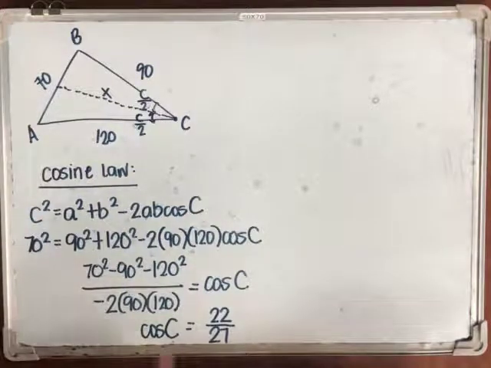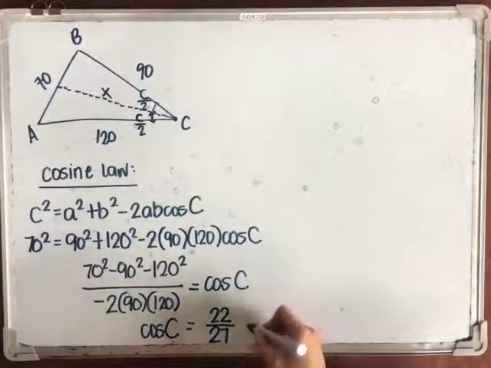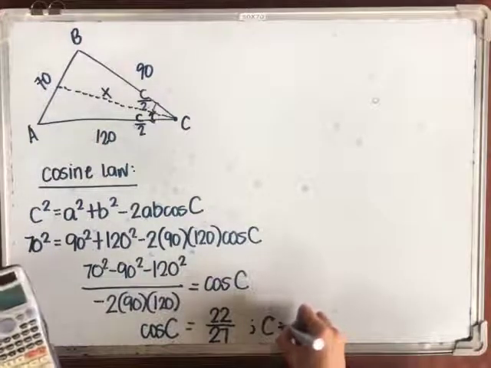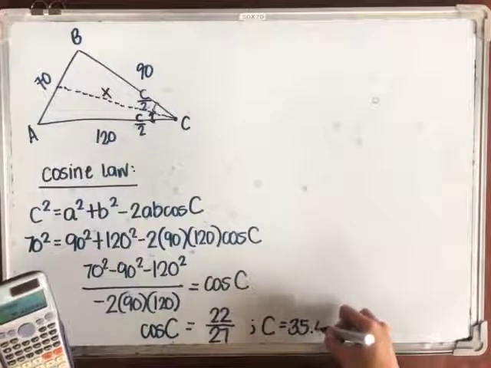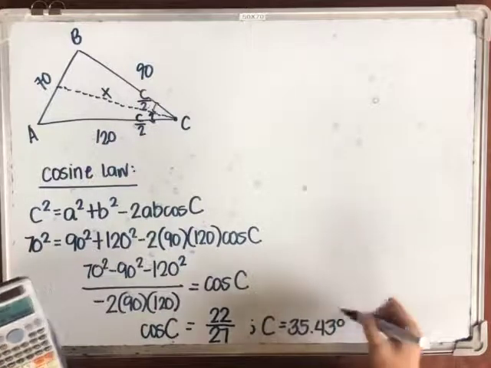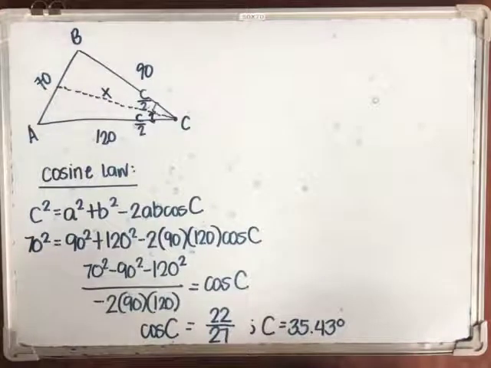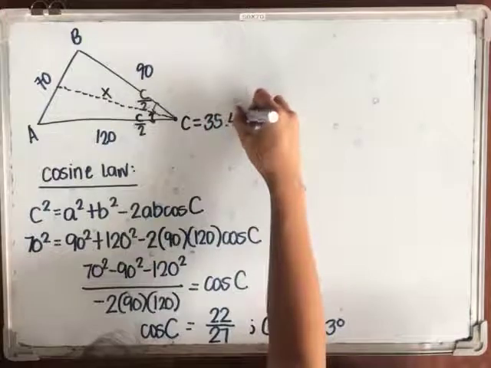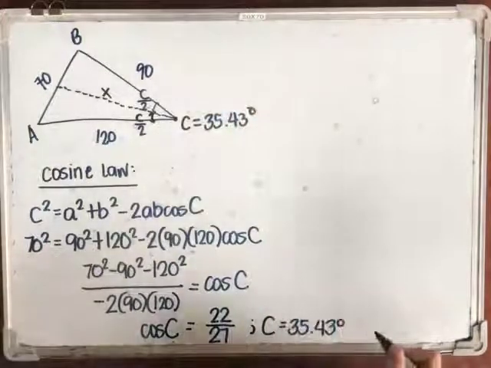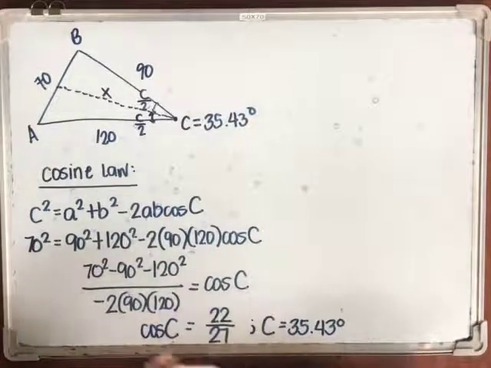Arc cos of that will give you the value of your angle C. Okay, that's 35.43 degrees. So that's it for angle C. I'll write it here, 35.43 degrees. So can you help me do this again?